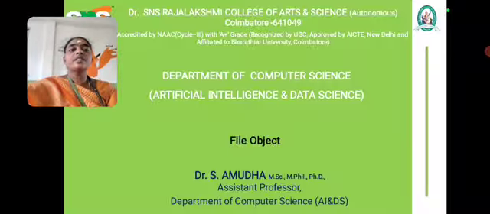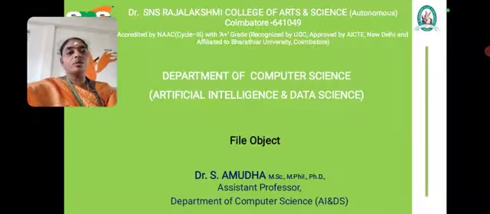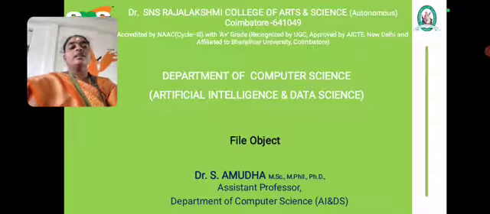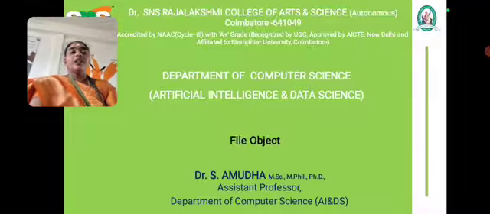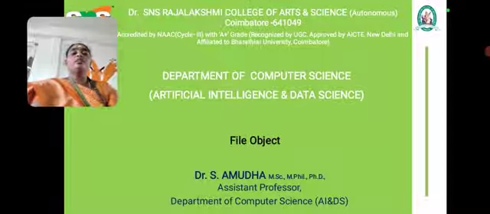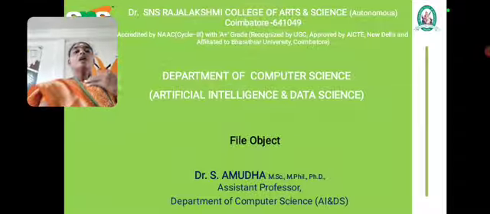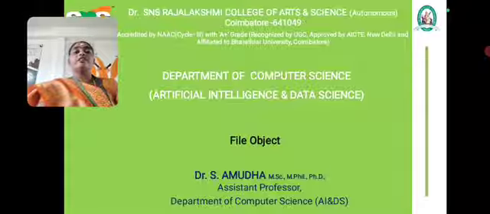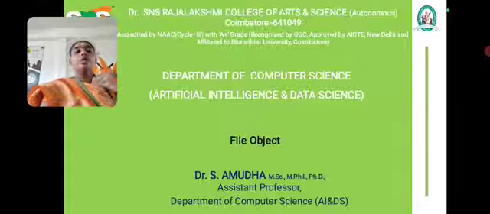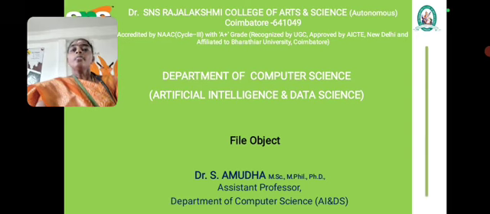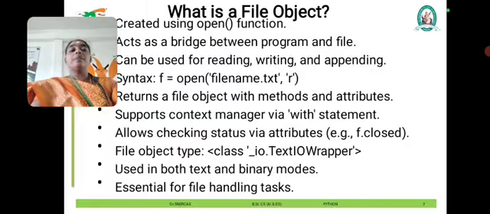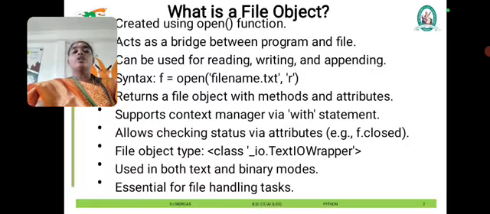Today we will discuss the concept of the file object. We already discussed the concept of the file system. Now let us move on to the file object. A file is a collection of records. It has many inbuilt functions. How do we access those inbuilt functions? With the help of the file object, we access the inbuilt methods and members. Now, what is a file object?